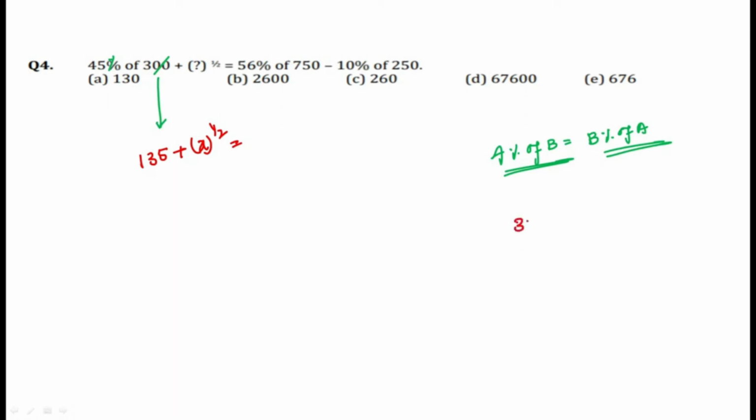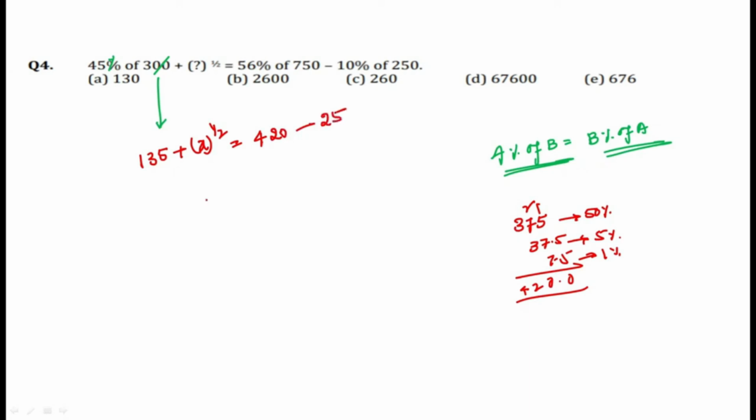The 50 percentage value is 375. We want 56 percentage, so again 5 percentage is 37.5. Again 1 percentage value becomes 7.5. You can get these values: 420, minus 10 percentage of 250 is 25. Now finally, x power 1 by 2 value becomes 420 minus 25. The value becomes 395 minus of 130. Now you can get 260, x power 1 by 2.